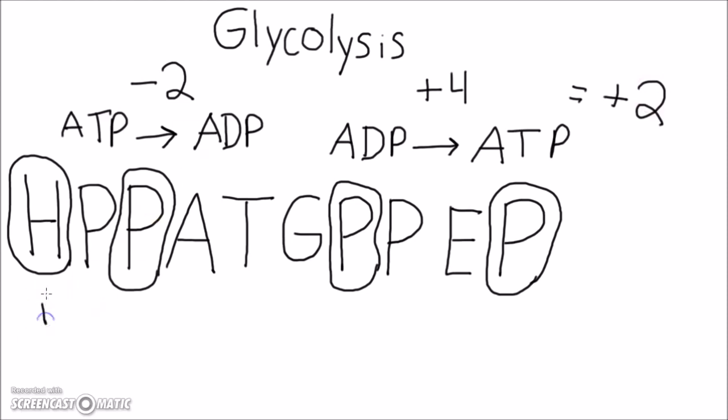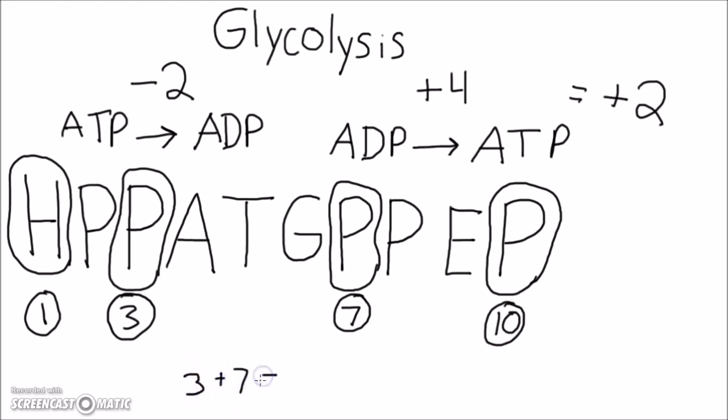2 ATP molecules gained. So once again, it's 1, 3, 7, and 10. These are all the important enzymes to remember. And you can remember this by the equation 3 plus 7 equals 10. And there's a 1 in there. So 1, 3, 7, 10.